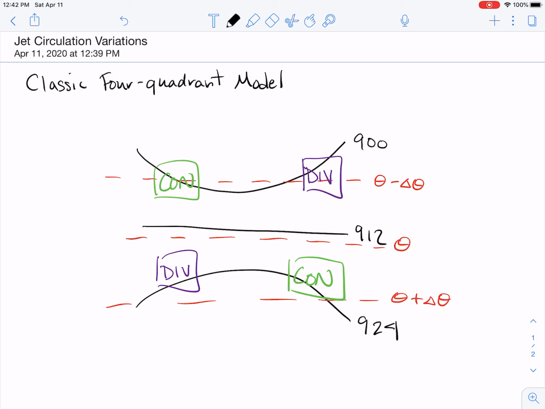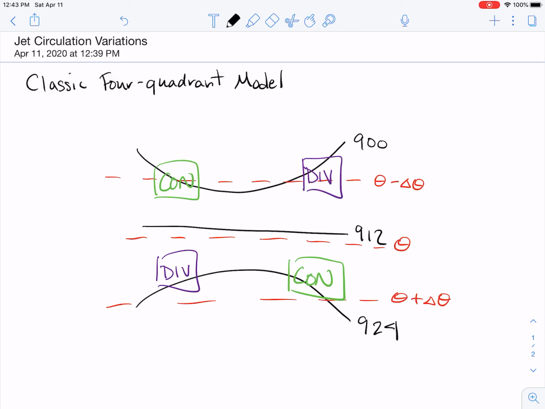In this video, we're going to talk about the variations that our jet circulations can have based on the orientation of our isotherms or our isentropes to our jet streak. To begin here, I've redrawn the classic four-quadrant model of our upper-level straight jet streak with a meridionally oriented temperature gradient, a north-south temperature gradient.